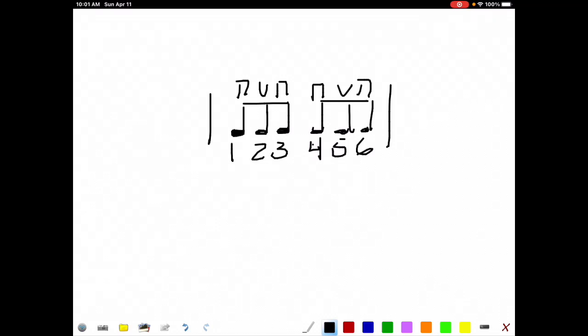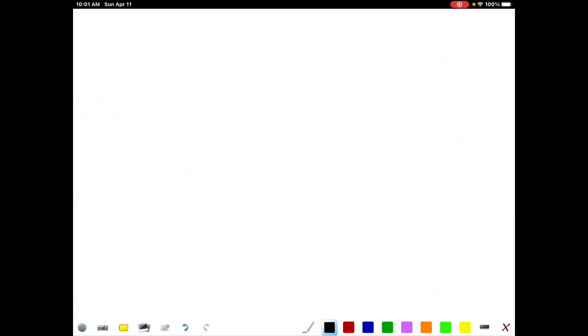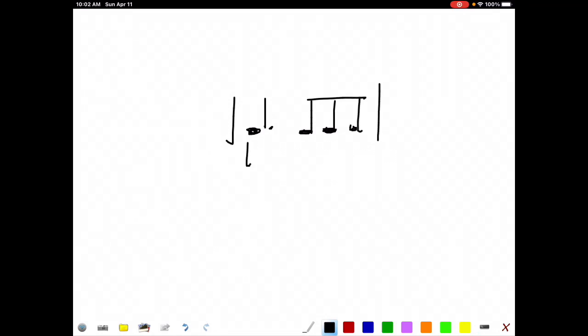One after the other. Then, of course, we can start combining some of these together. We'll have some exercises to practice with this. Okay, so something like this would be 1, 2, 3, with the 2 and the 3 being held, and then 4, 5, and 6. 1, 2, 3, 4, 5, 6.